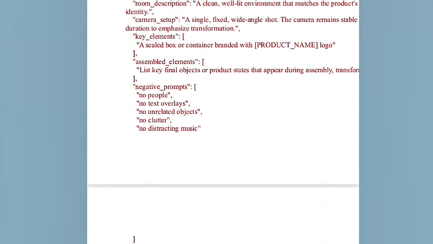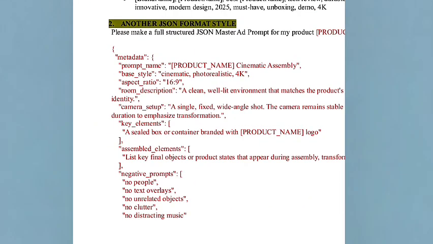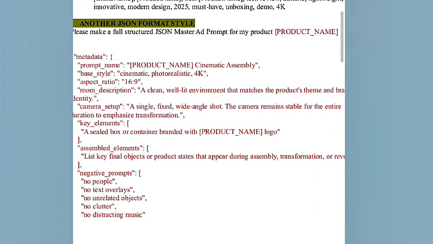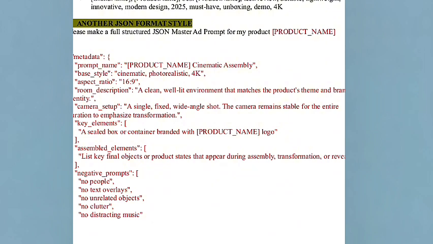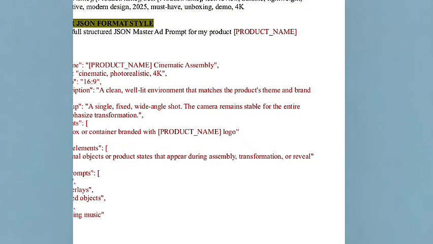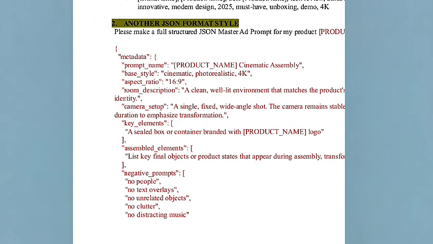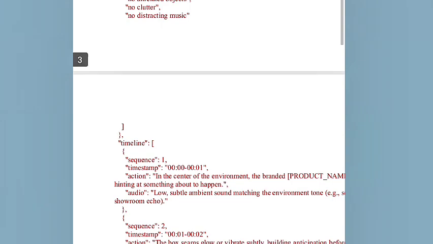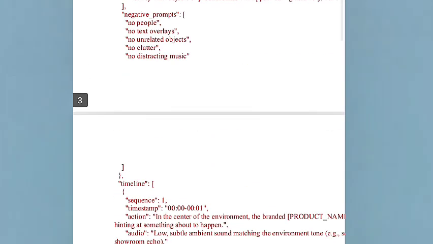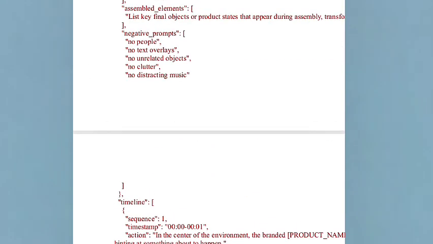Then this is another JSON format style. Please make a full structured JSON master ad prompt for my product. Over here they wrote product name, right? Remove this product name and add your product. If your product is a shoe, add it. If your product is a cap, add it. If your product is a hoodie or anything, just add it over there. It will now use your product with this particular guide I gave it and give you a realistic prompt for your commercials, right?